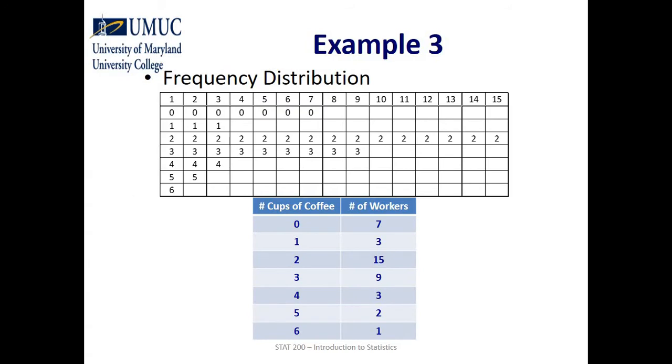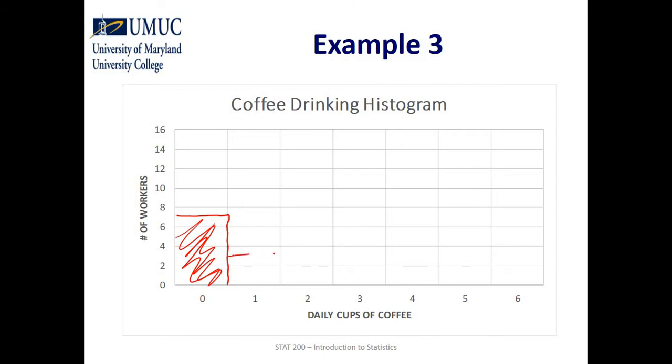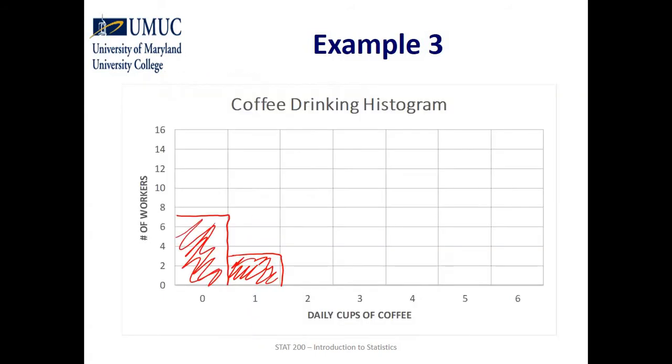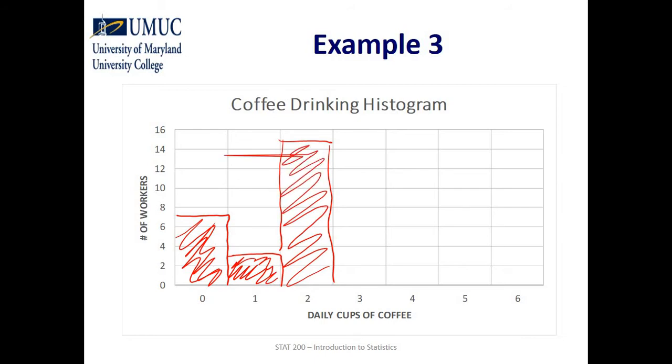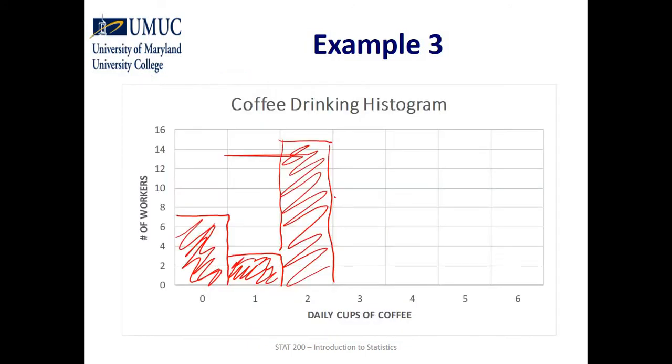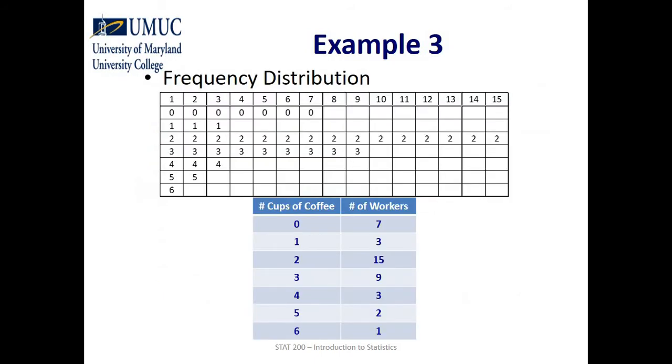All right, so what's the next one? 3 workers drank 1 cup of coffee. So we'll come down here to 3, and they drank 1. Okay. 15 people drank 2 cups of coffee. So now we're all the way up here. Hopefully you can draw a straighter line than I can. And then we'll fill that in. Next we have 9 people drinking 3 cups of coffee. Of course, every one of these is an odd number. All right, 9 people drinking 3 cups of coffee.